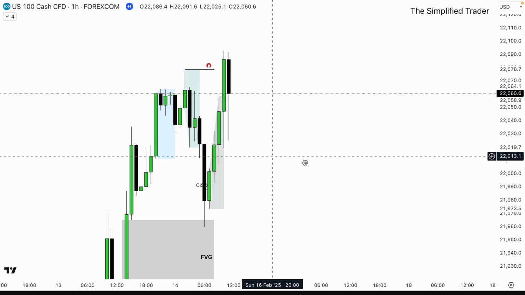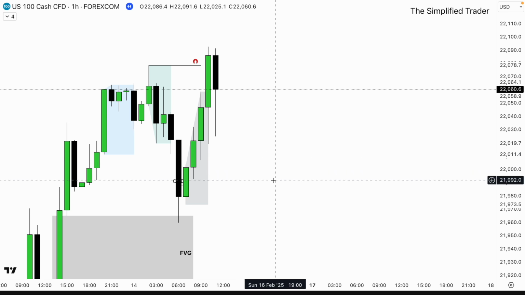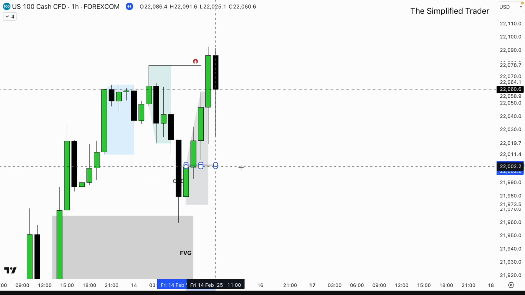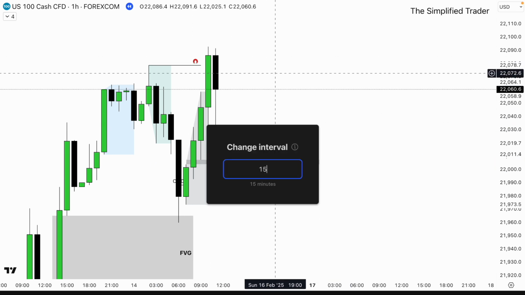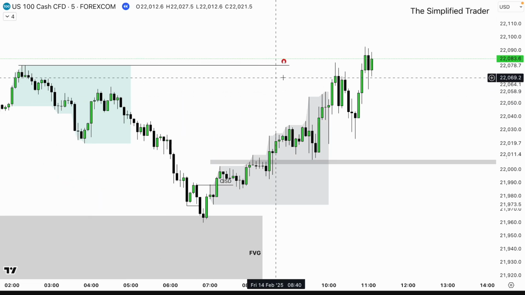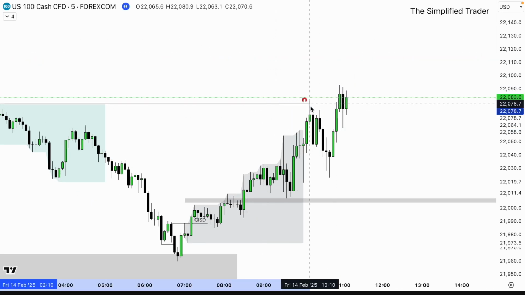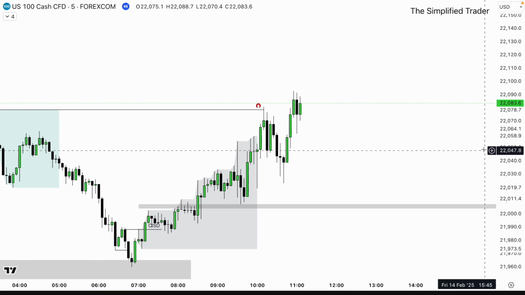So removing that, we have taken out external range liquidity. Do we have internal? Yes, we do. Internal is over here. Here we have a fair value gap, so we can potentially look for a trade back to that fair value gap. Dropping back to the lower time frame, are we in a kill zone? No, we are not. The kill zone ended here, so we cannot take this trade.